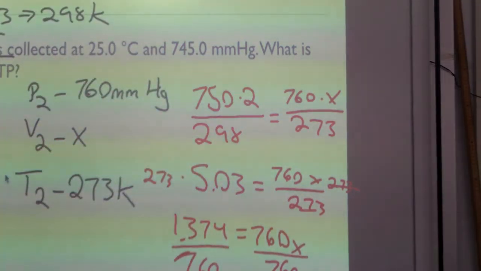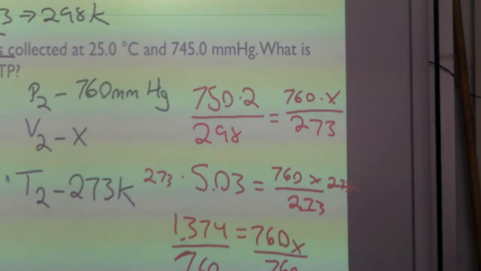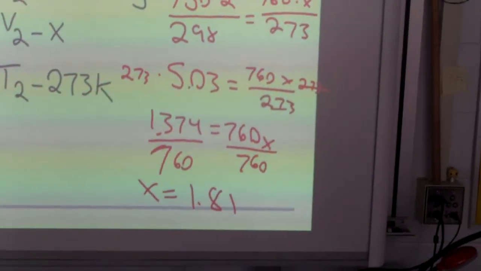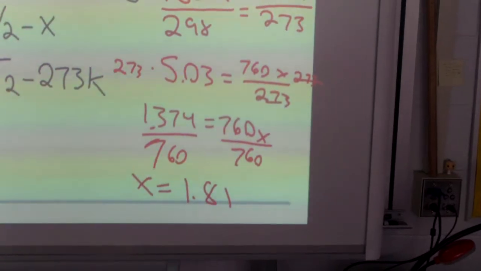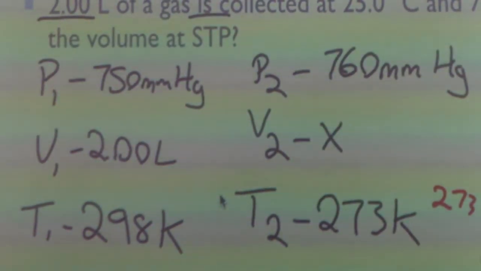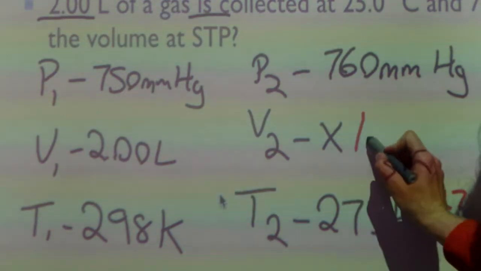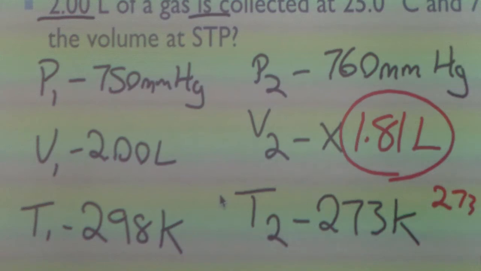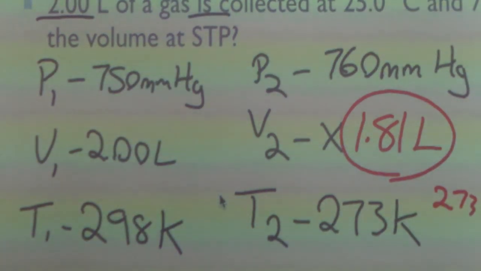1.81 for rounding. Now we have to do our units. The units will not change because we're finding the second volume. Our units from the first volume is liters. So our second one is 1.81 liters. And there is our final answer. That is how you do a combined gas law problem.